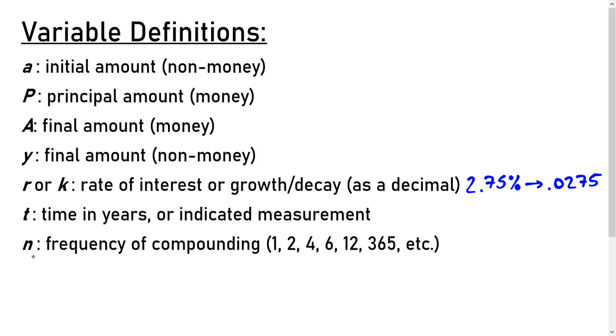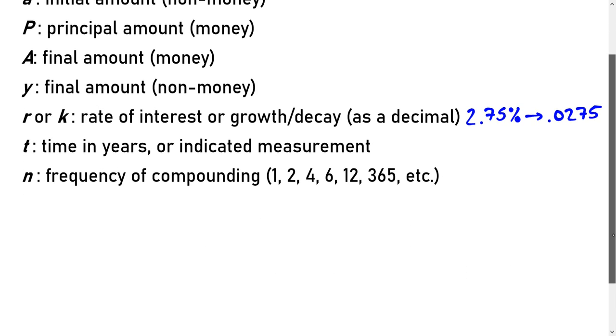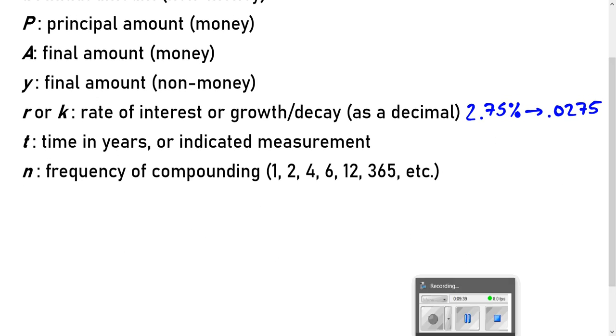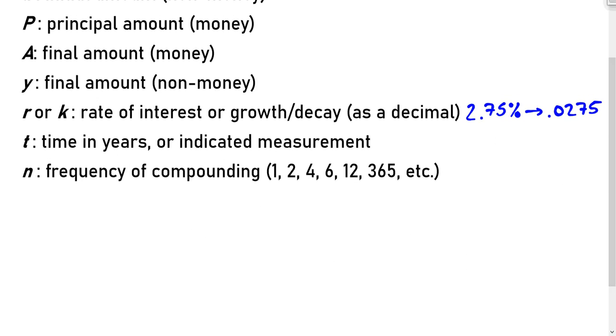Okay. The last variable that we have to make sure that we understand is the frequency of compounding. So that could be it compounds once, compounds twice, 4 times, 6 times, 12 times, 365 times, etc. Generally speaking, those are going to come from your banking type problems, and I'm going to give you a little chart that you can use to diagnose what each one of those different values means.